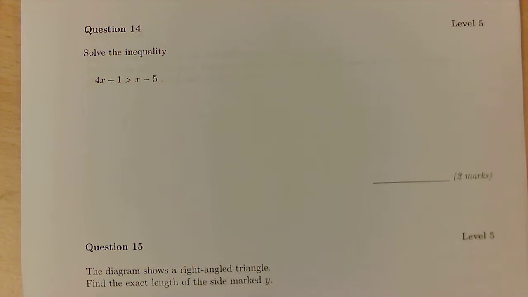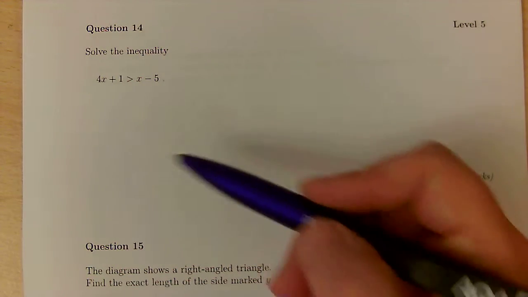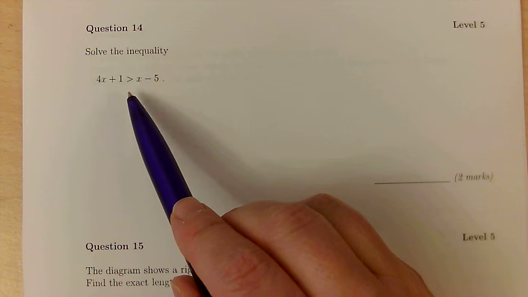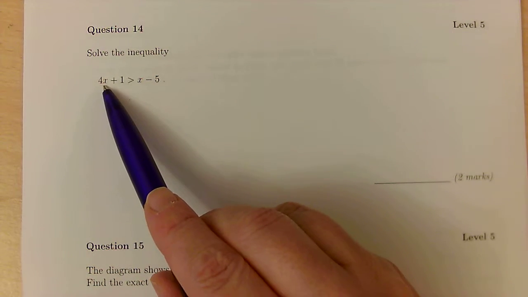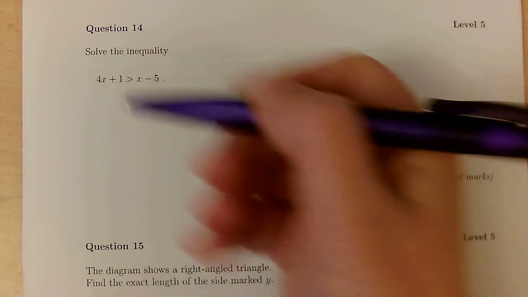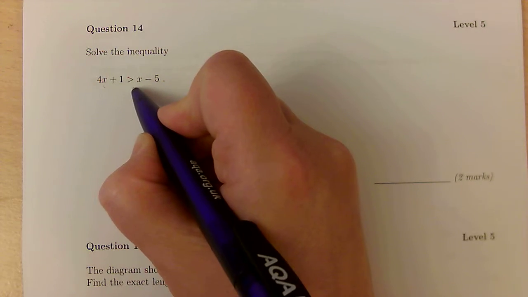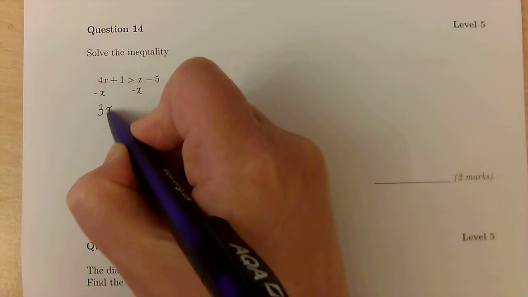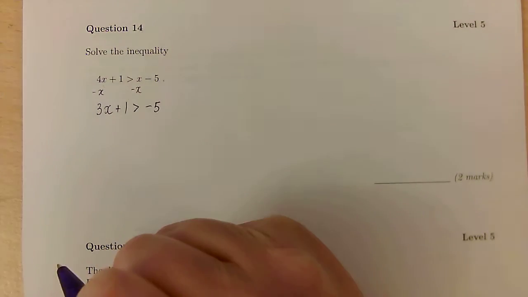Solving inequality. We solve inequality in the same manner as we solve equations, except for one fact, when we have to divide by a negative number. So, we know that 4x plus 1 is more than x minus 5. Let's subtract x from each side. If we subtract x from each side, I'm getting 3x plus 1 is more than minus 5.